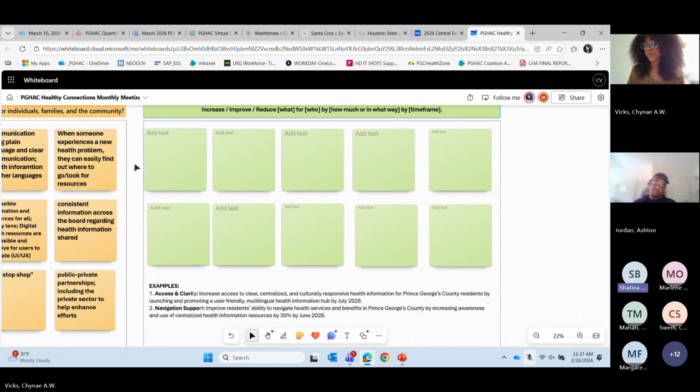The first one: increased access to clear, centralized, and culturally responsive health information for Prince George's County residents by launching and promoting a user-friendly multilingual health information hub. Yeah, I think it brings in all of the themes, if I'm not mistaken. Okay. I love that. Thank you for your feedback. As long as we have an expansive definition of community, that would be my only two cents. That's my claim to fame. I love it.